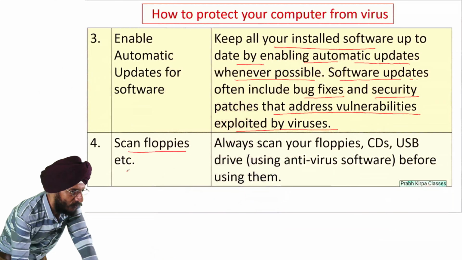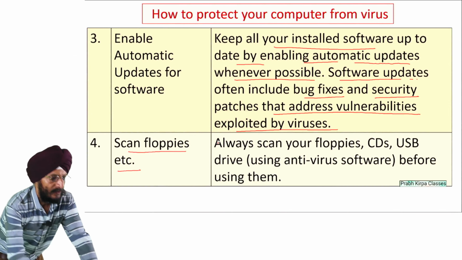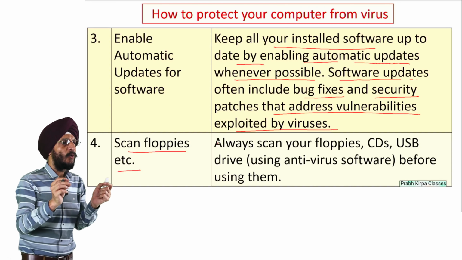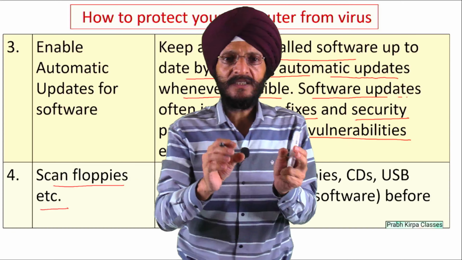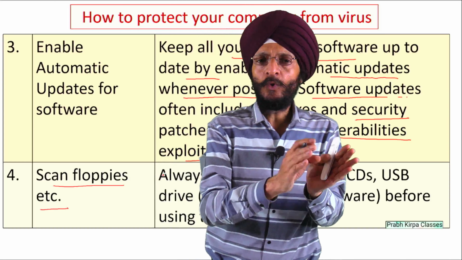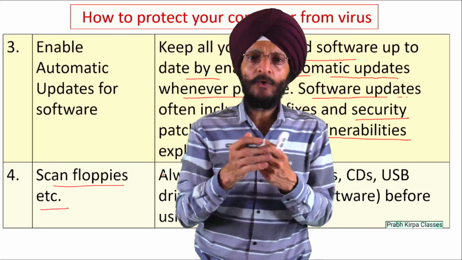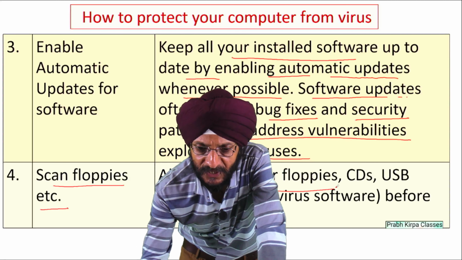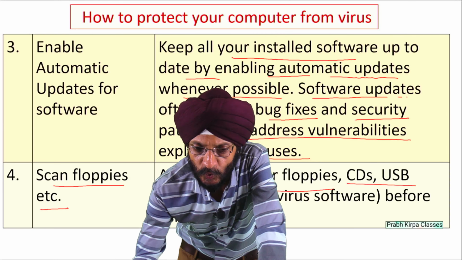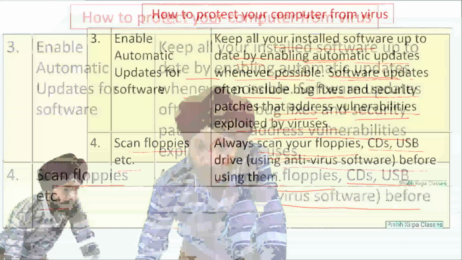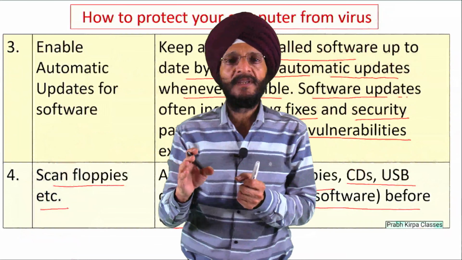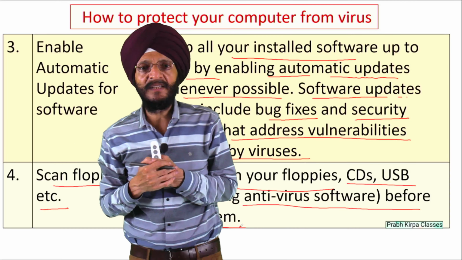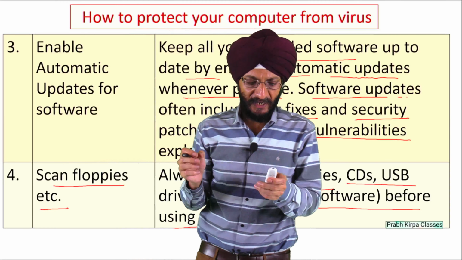Next is scan floppies, etc. Whenever we use any floppy or CD or USB drive, our system shows that we should do scanning first. You may ignore that, but be sure that you scan the floppies, CDs and USB drives using your antivirus software before using them, because there may be some sort of virus or some malicious software present in the floppy or CD or USB drive.